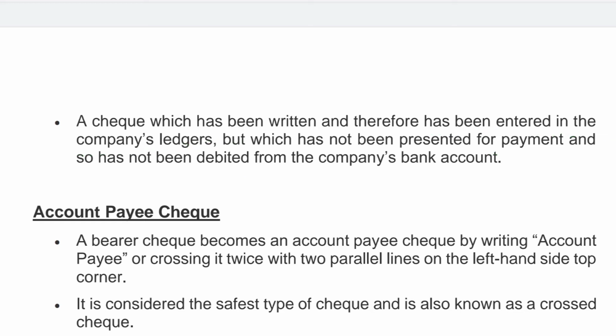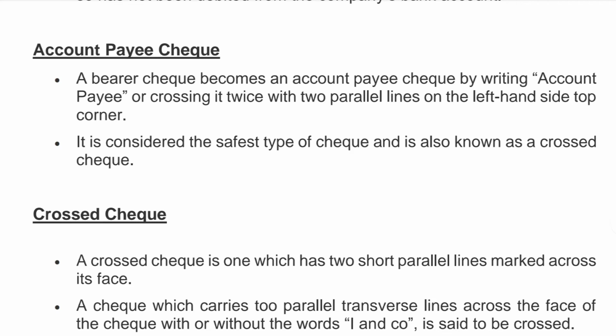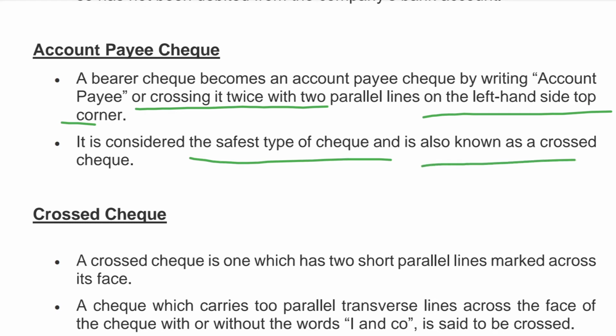Now we will discuss the account payee check. A bearer check becomes an account payee check by writing account payee and crossing it twice with parallel lines on the left hand side top corner. A bearer check, as we already discussed, is a check which the possessor can encash. Such a check becomes an account payee check by writing account payee or crossing it twice in the left hand side top corner of the check. It is considered the safest type of check and is also known as a crossed check.